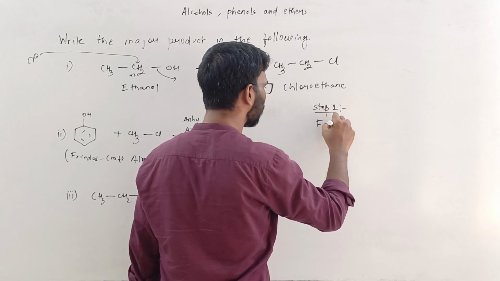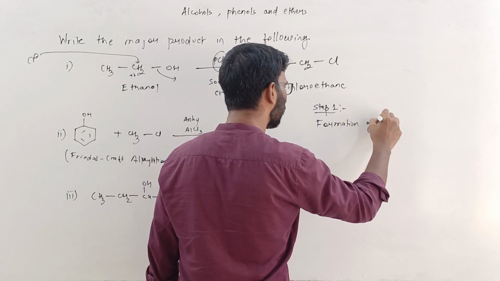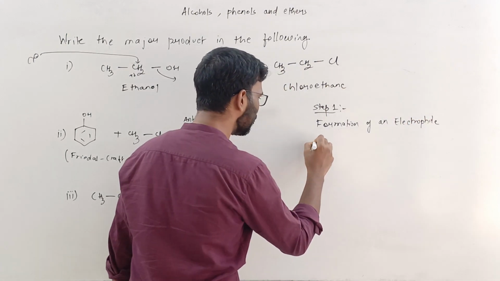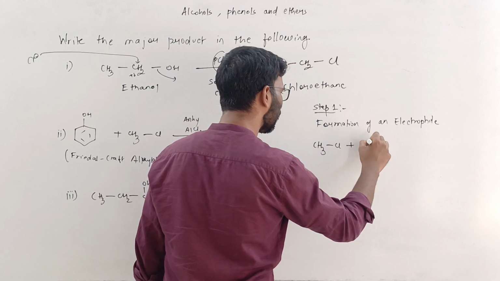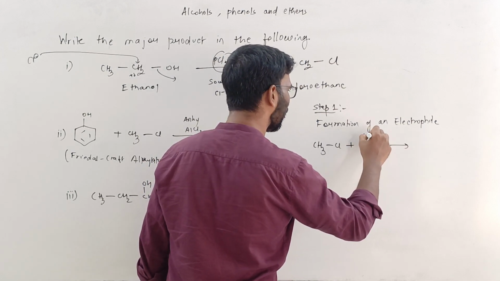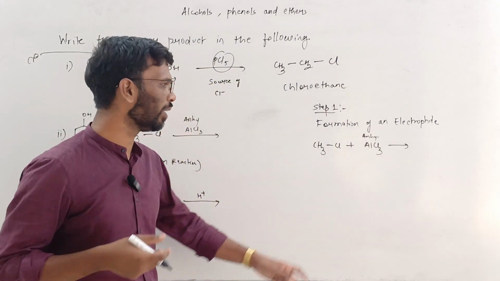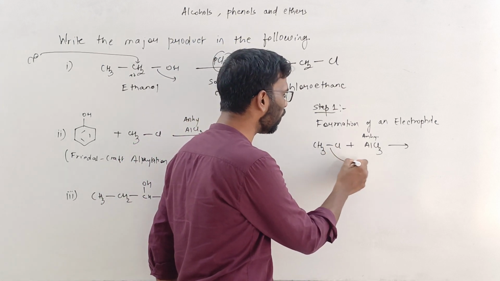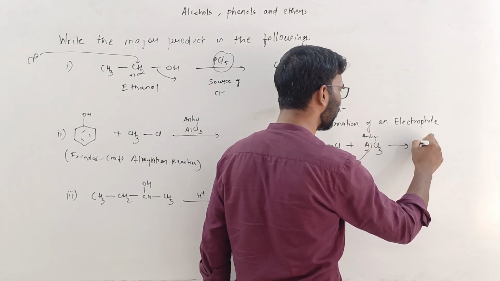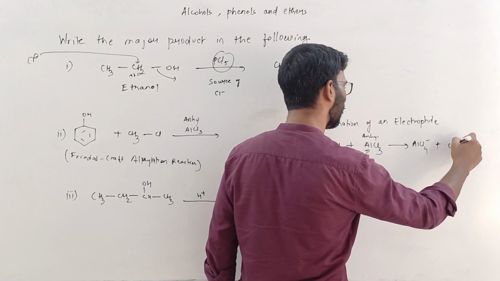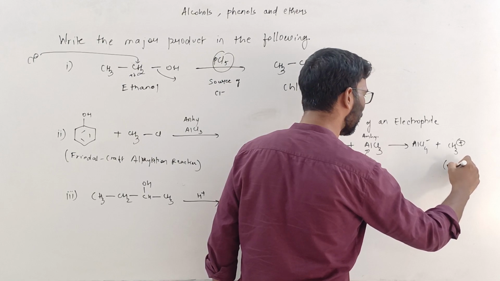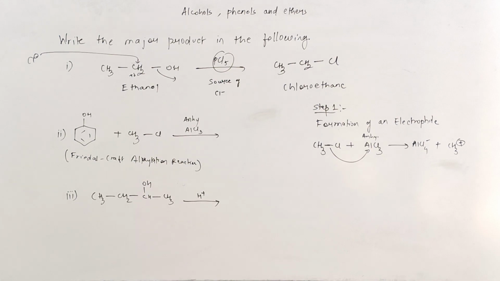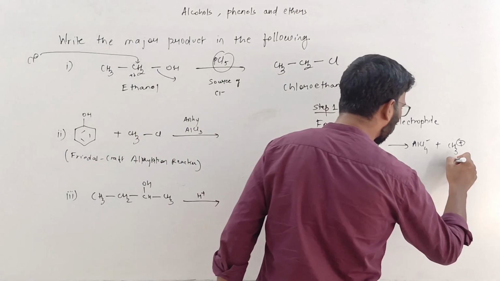is formation of an electrophile. Means CH3Cl and AlCl3, that is anhydrous. So AlCl3 is what? AlCl3 is a Lewis acid which is in need of the electron, right? Acceptor of the electron pair. From where it will take? It will take from here. So what you get is AlCl4 minus and a CH3 plus. This is what you are getting. This is the electrophile. Yes. This is the electrophile which is generated.